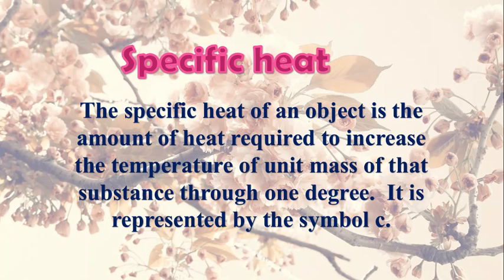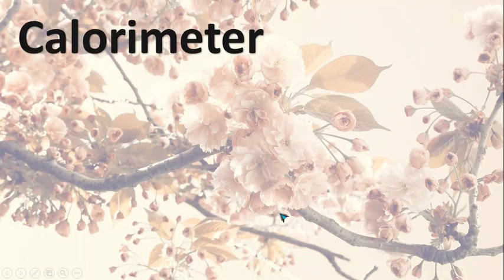Specific heat. The specific heat of an object is the amount of heat required to increase the temperature of unit mass of that substance through 1 degree. It is represented by the symbol C. Calorimeter.